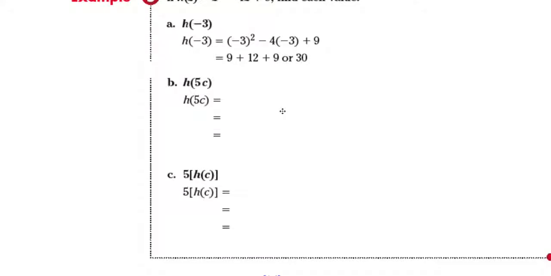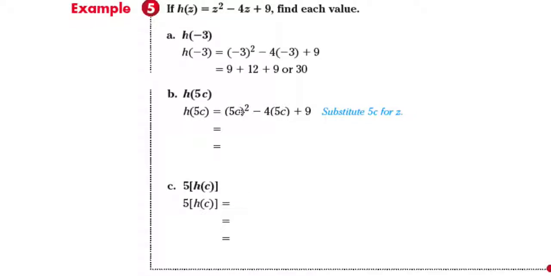Okay, what is h of 5c? Again, we substitute 5c to z, and we end up with 5c squared minus 4 times 5c plus 9. It is also important to note that you need to put 5c in parentheses, because (5c) squared is not equal to 5c squared. (5c) squared in parentheses is 25c squared, and 5c squared not in parentheses is simply 5c squared. And so you can see these two are not equal.